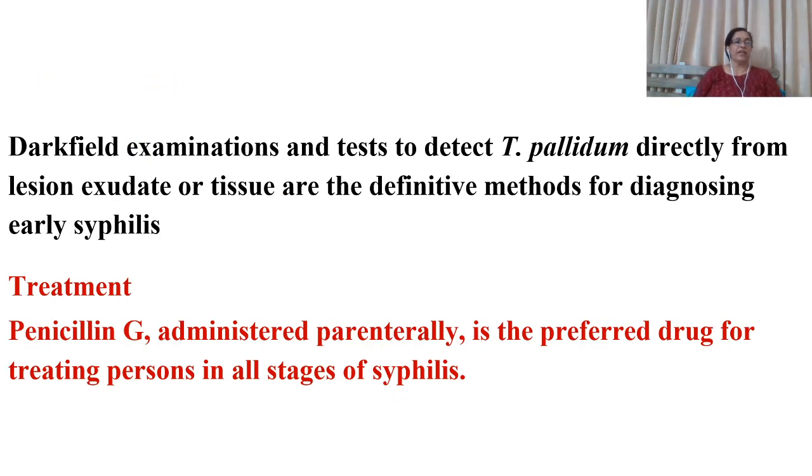For that, direct methods are required, like dark field examination, and these tests are used to detect Treponema pallidum directly from whatever lesion is present on the patient's body. So here the exudate from the lesion is collected, or the affected tissues are collected by the biopsy method, and then they are diagnosed by direct microscopic observation. So this is about laboratory diagnosis.